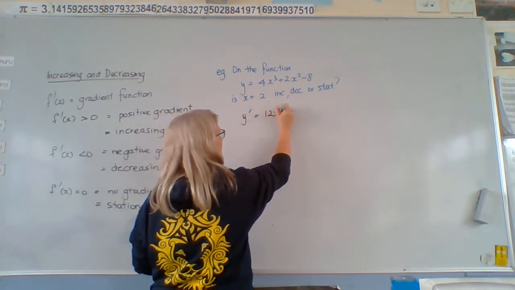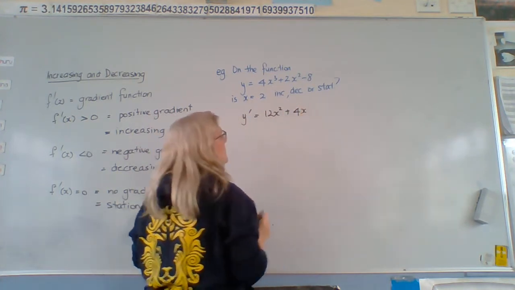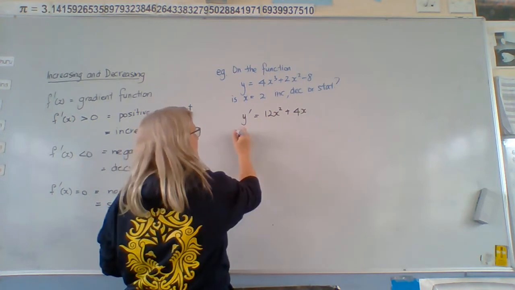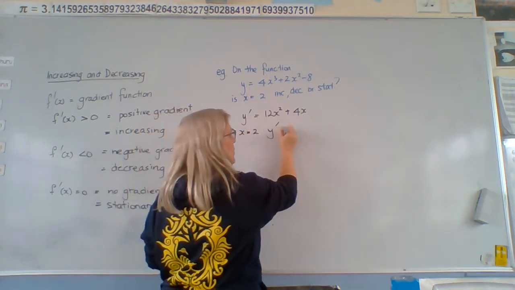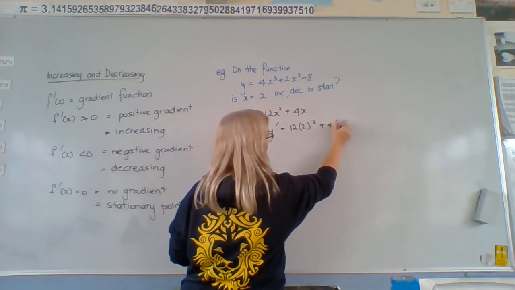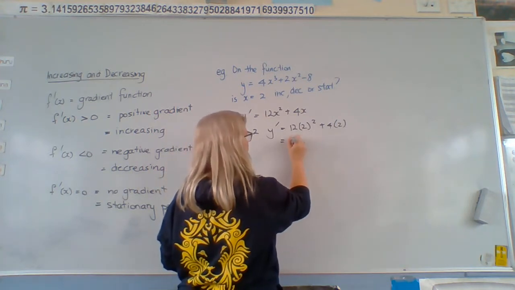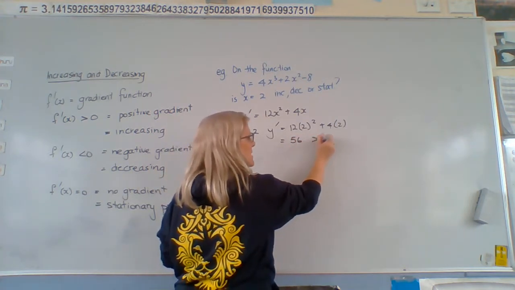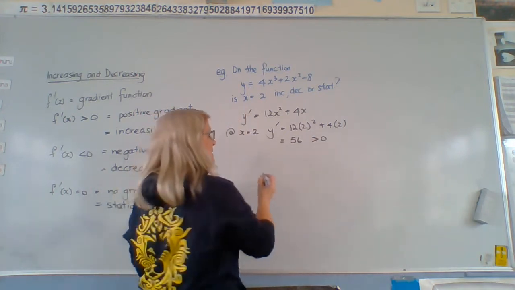Take the power, multiply by it, decrease the power by 1, and get rid of the constant. Then we're saying at x equals 2, y dash equals 12 times 2 squared plus 4 times 2, which is 48, and 8 makes 56, which is greater than 0, so increasing.